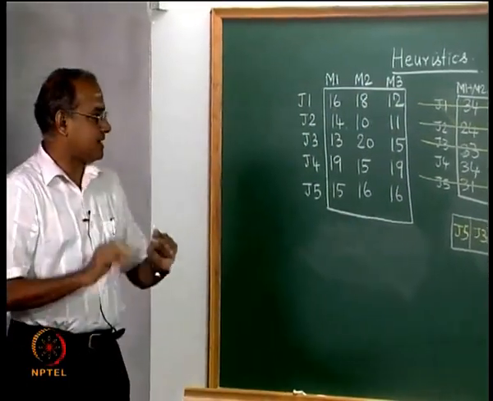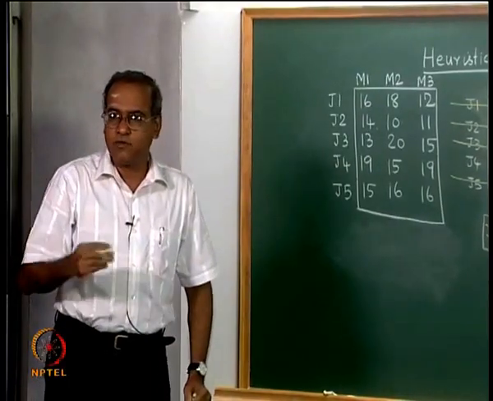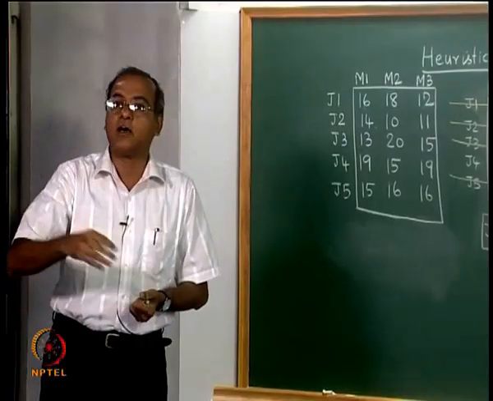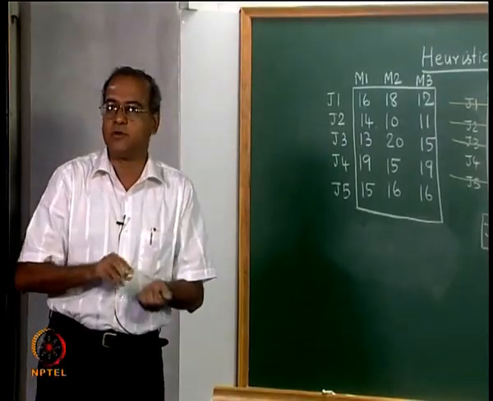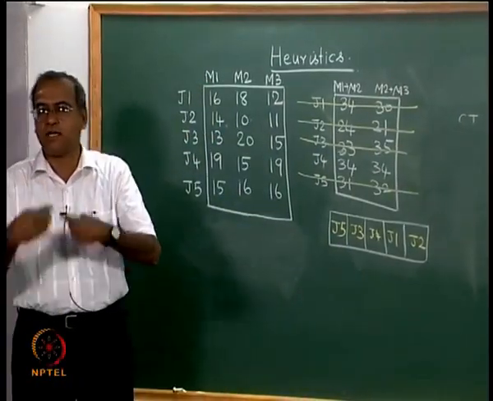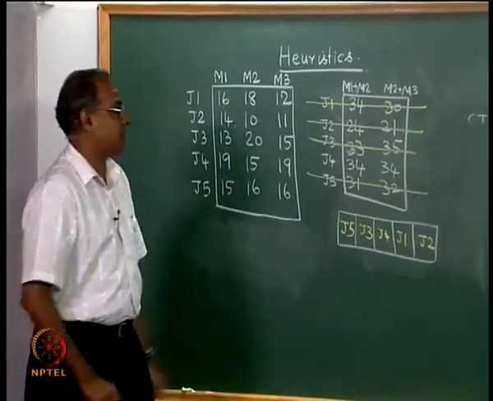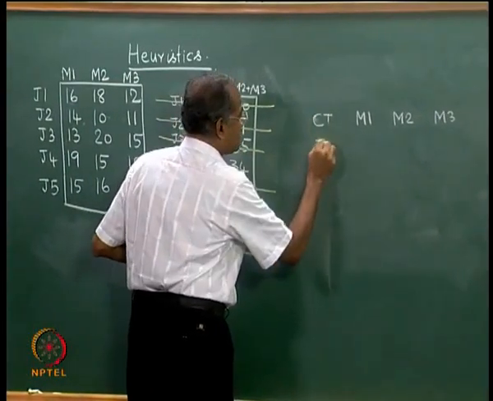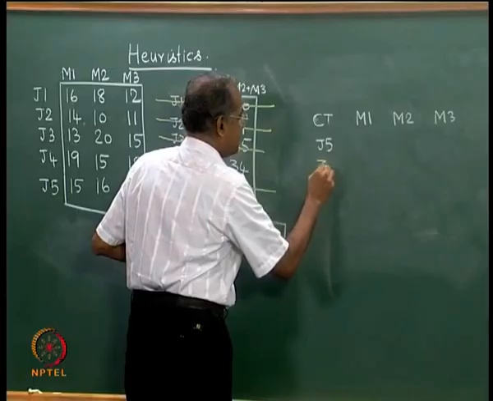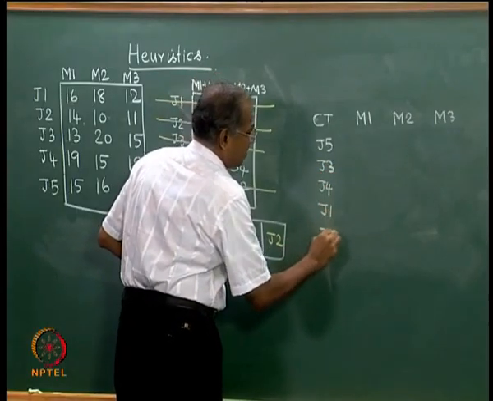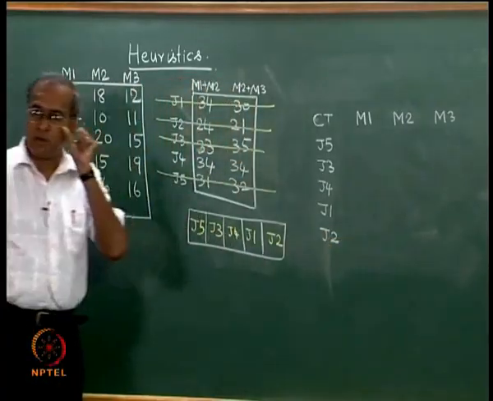So when we apply the extended Johnson's algorithm for the 3 machine into this, knowing fully well that it may not give the optimum solution, we get a sequence like this. Now let us find out the completion times for this sequence. The sequence is J5 first, J3, J4, J1, J2.